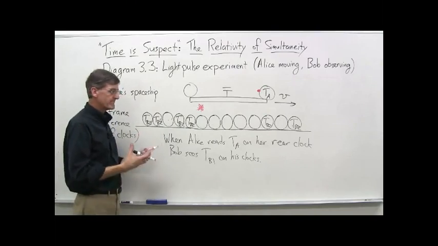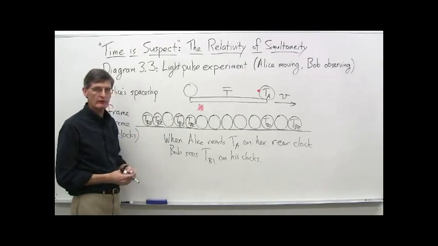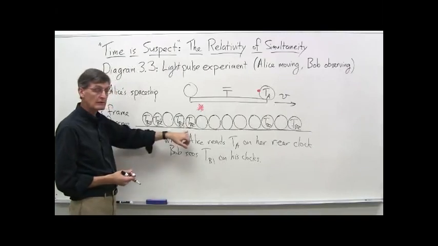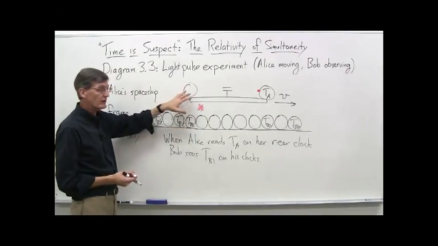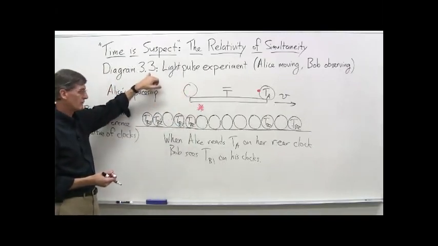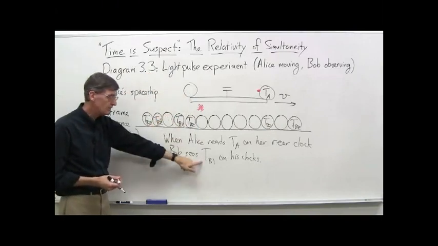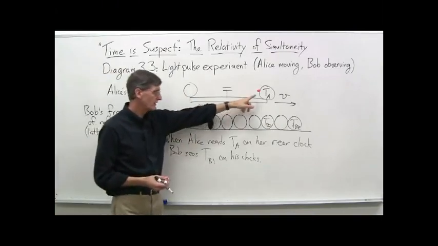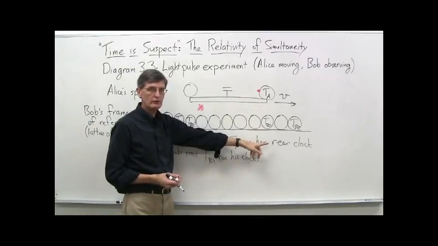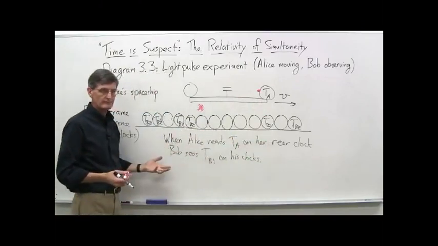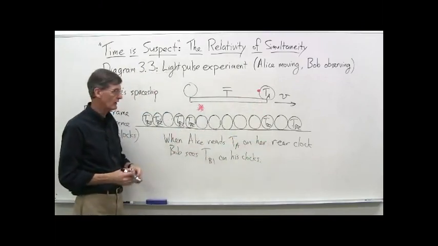Bob is saying, Alice, you messed up on your synchronization of your clocks, because clearly by my clocks, this first photon hit, light pulse hit back in diagram 3.2 occurred at TB1. The second light pulse hit occurred at TB2. My clocks are synchronized. It's your clocks that are messed up at this point.